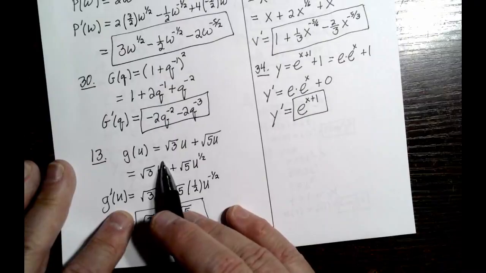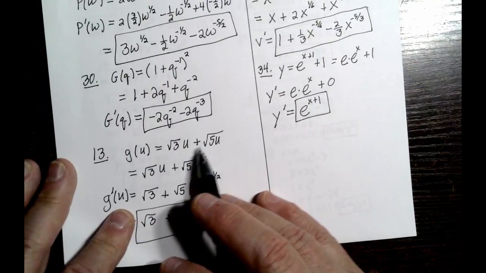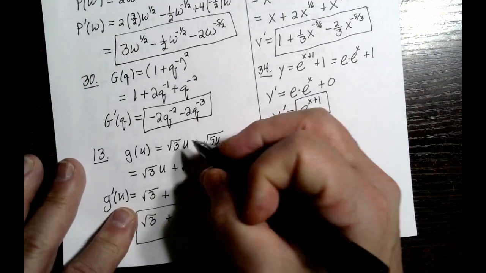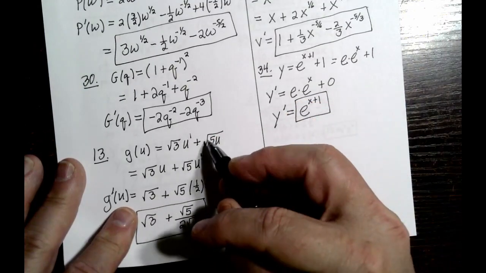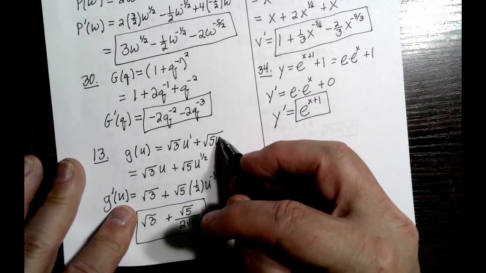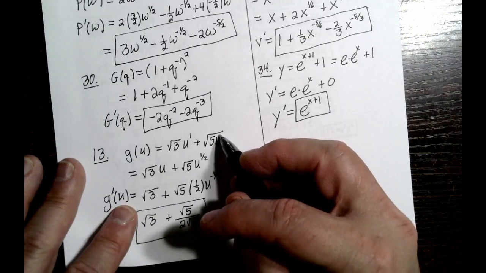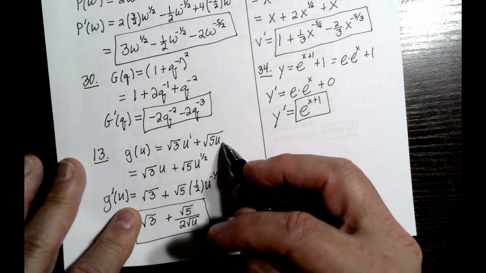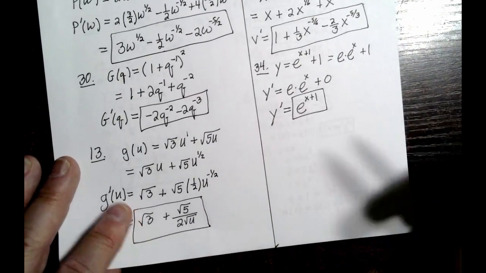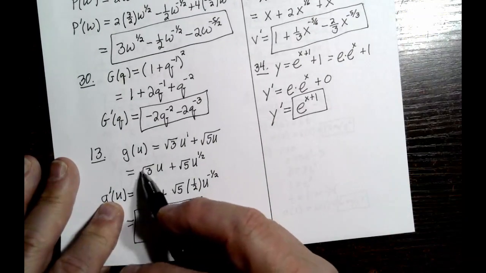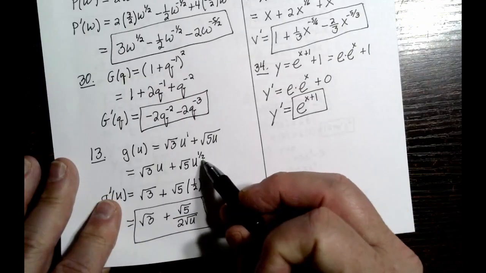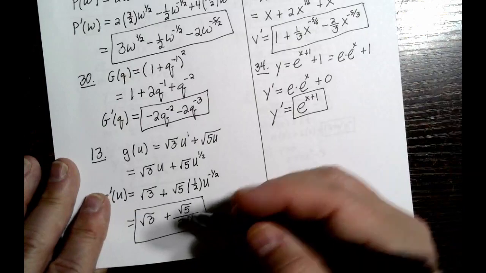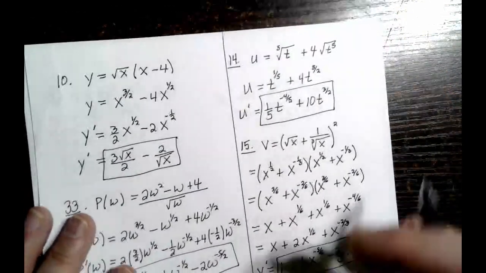Here, this is the square root of 3 times u to the first power. But this is the square root of 5u. The u is underneath the square root. So this is really the square root of 5 times u to the 1/2, or the square root of u. Okay, so this guy is just the constant that's in front. This guy you got square root of 5 times 1/2 u to the minus 1/2, and you can simplify that.